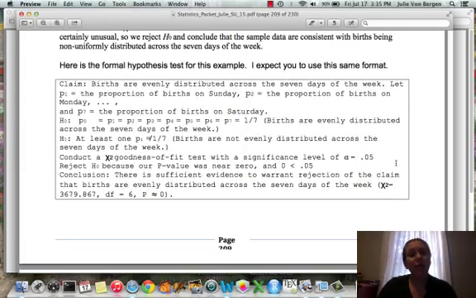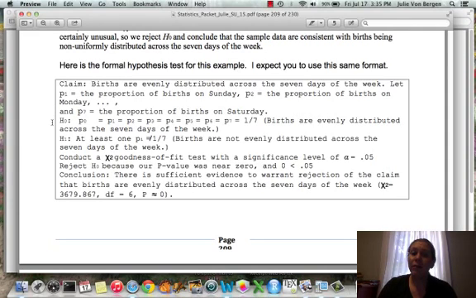So here's how we write up the formal hypothesis test for this example. This is the kind of format that I expect you to see. So the claim is that births are evenly distributed across the 7 days of the week. So we'll let proportion 1 be the proportion of births on Sunday, proportion 2 be the proportion of births on Monday, etc. So P7 will work out to be the proportion of births on Saturday.